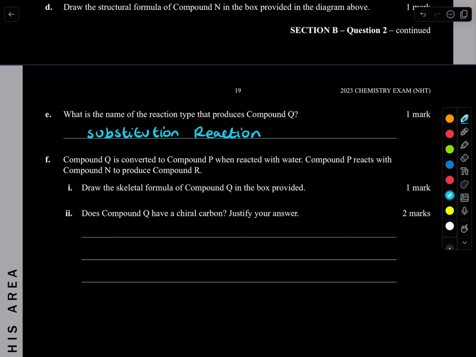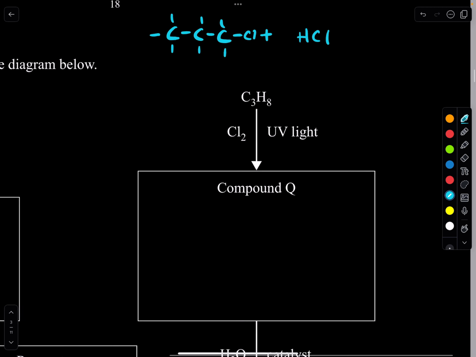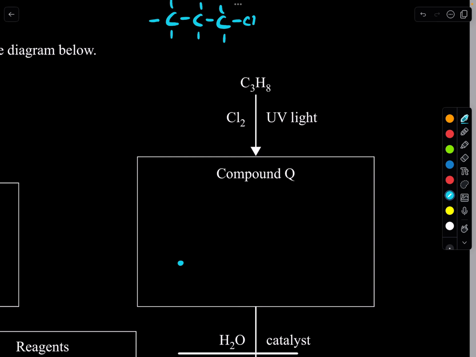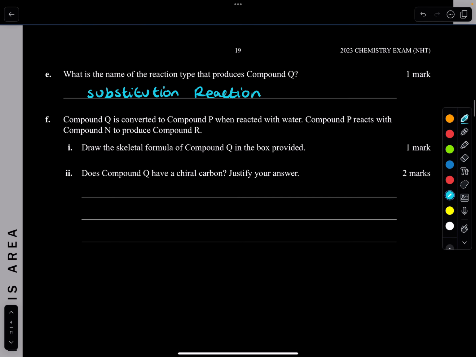Draw the skeletal formula of the compound Q in the box provided. So Q, all right, that's easy. We've actually just sketched it right here. This is how it looked when it goes through the substitution reaction. So we have 3 carbons, and a Cl here. So basically it will look like this. This is what it will look like. Easy. In its skeletal structure.